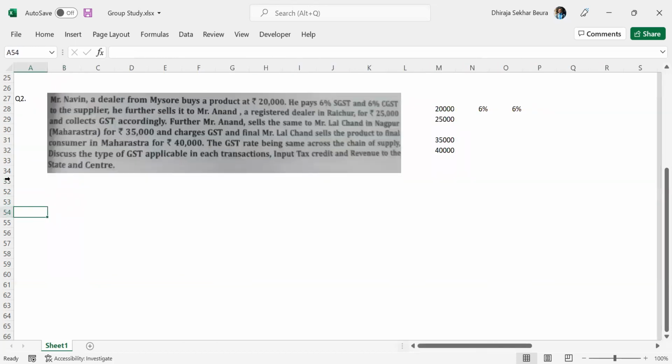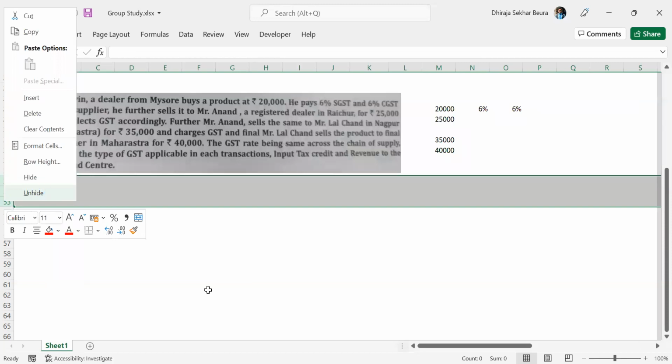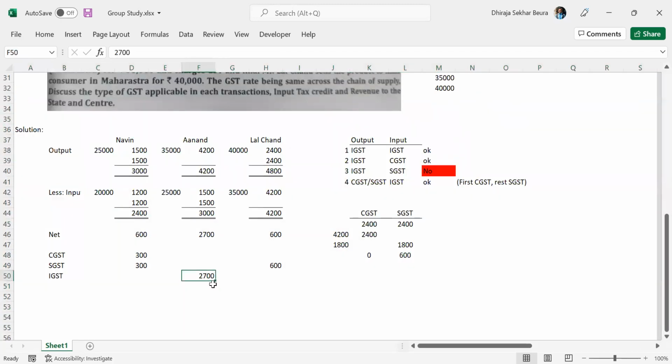So basically, SGST payable is 2,400 and CGST was coming 300, right? Net 2,400. SGST payable, right? 2,400. Which one? This one you are talking about? No, the final one. The final calculation. Okay, so let me put this.